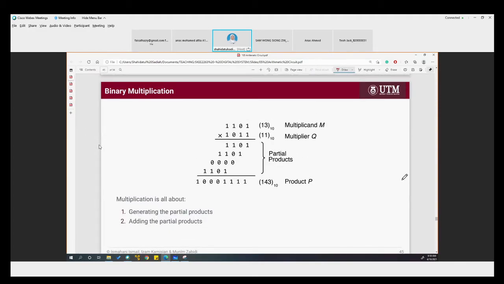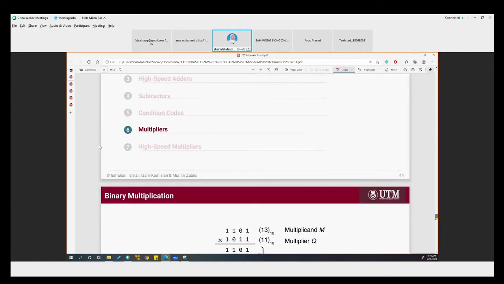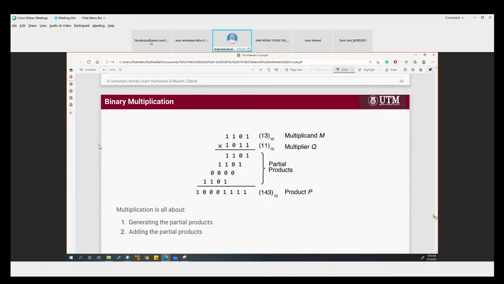Okay, so multiplier. In all arithmetic, multiplier is quite complex compared to adder and subtractor. Multiplier is quite complex and it takes a lot of resources.